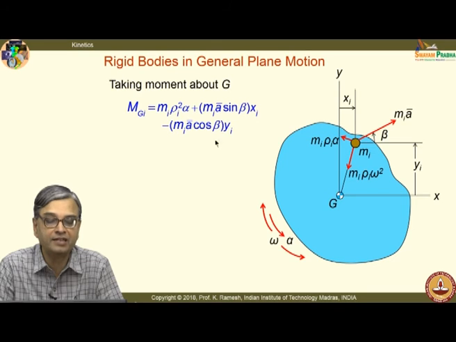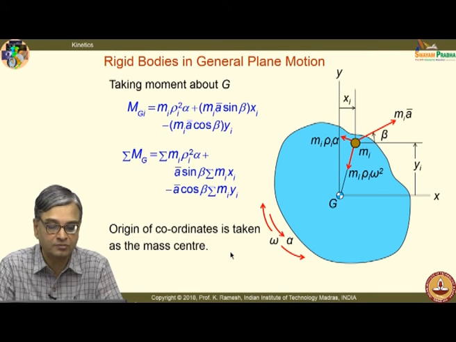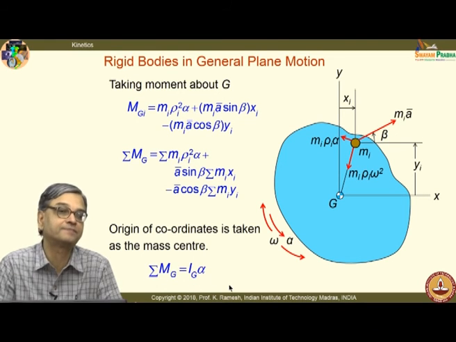And we have a very interesting result: when I sum them up, the terms go to 0, that is what we are going to look at. So, mg equal to sigma of mi rho i squared alpha, and this is the way I can sum them up, and you know very well that we are writing this with respect to the mass point g. So, by definition they go to 0, and I simply get mg equal to ig alpha.